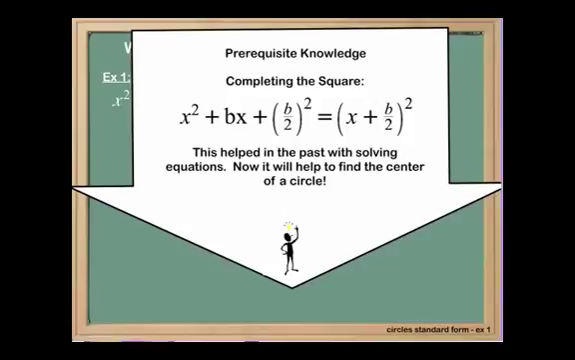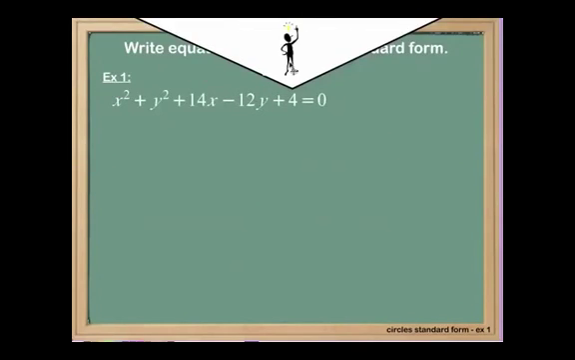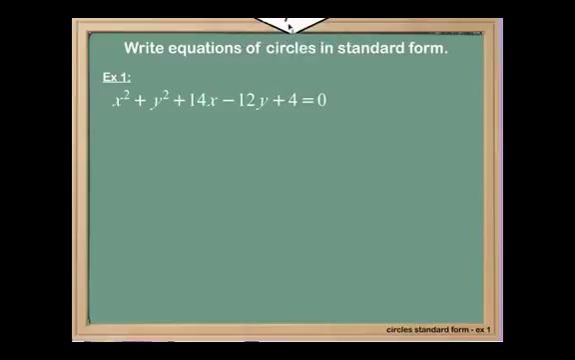This should look very familiar to you, especially since we just did a warm-up with it. Remember completing the square. In the past, we used this with solving equations. Remember, we take our b value, divide it by 2, and then we take that quantity and square it. By doing so, we are able to come up with a perfect square binomial. We have x plus that b divided by 2 quantity squared. Like I said, it helped us solve equations before, but now it's going to help us find the center of a circle. And guess what? We love finding the centers of circles.